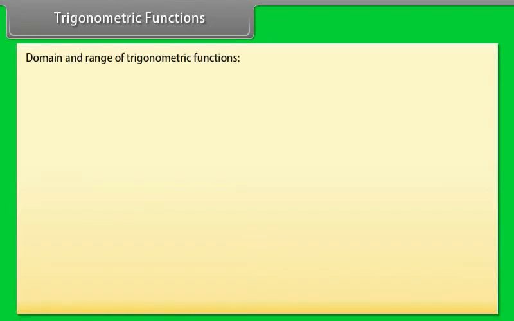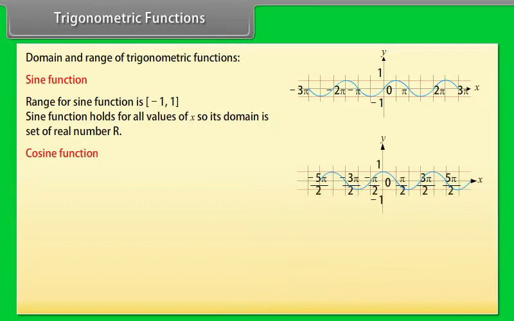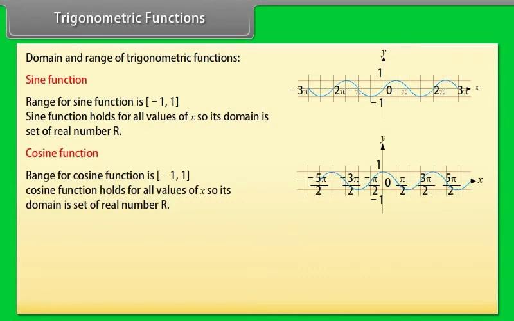Trigonometric functions. Domain and range of trigonometric functions. As we have studied earlier, an angle can be considered as a real number, so we denote the angle by x, not theta. Sine function. Range for the sine function is -1 to 1. The sine function holds for all values of x, so its domain is the set of real numbers R. Cosine function. Range for the cosine function is -1 to 1. The cosine function holds for all values of x, so its domain is the set of real numbers R.